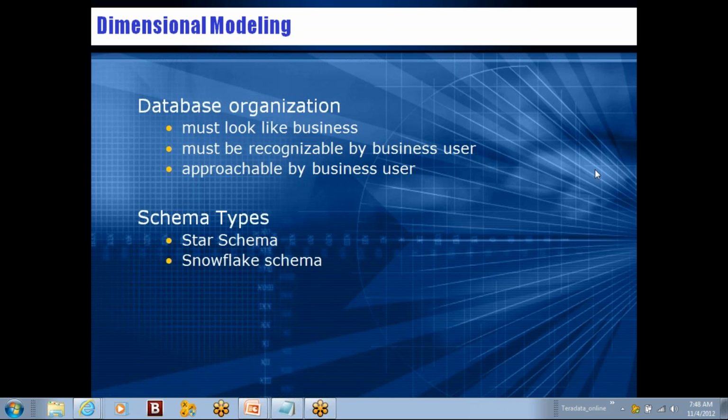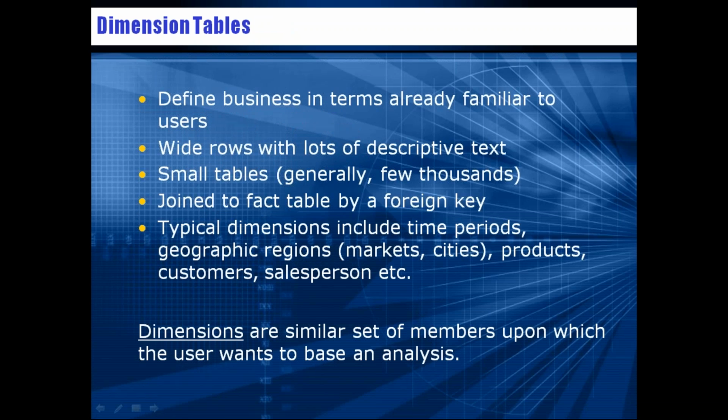There are two basic types of dimensional modeling available: the star schema and the snowflake schema. We have many other schemas also, but all other schemas are derived by making hybrids or tweaks of these existing schemas. So these are the basic schemas we are going to see, the star schema and the snowflake schema. Before understanding these schemas, we'll first see what a dimension is.